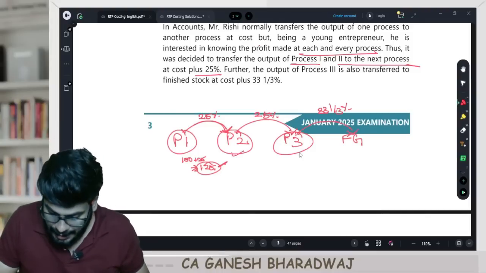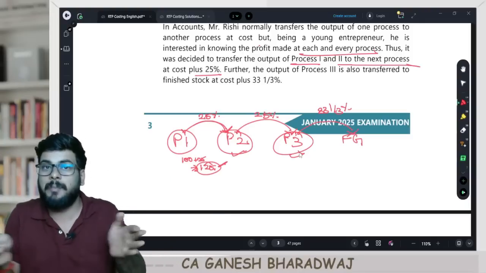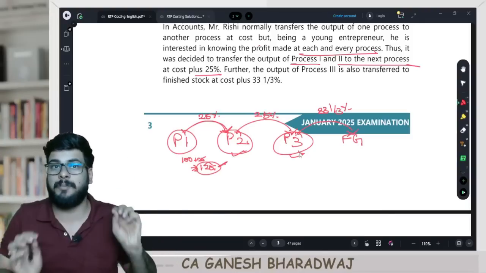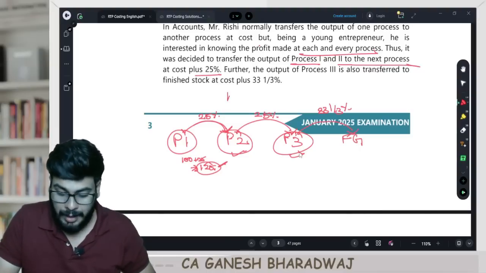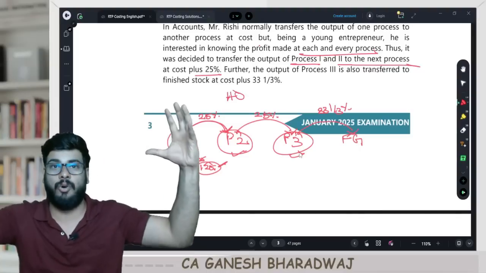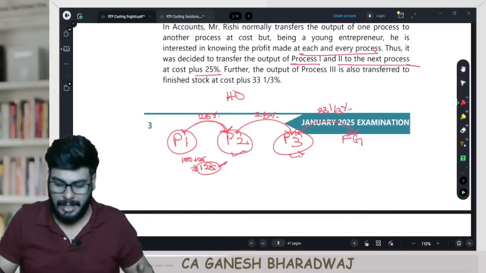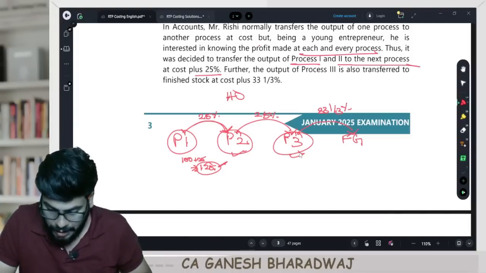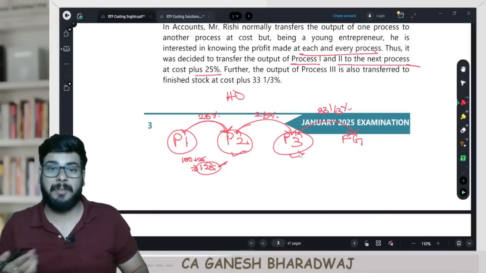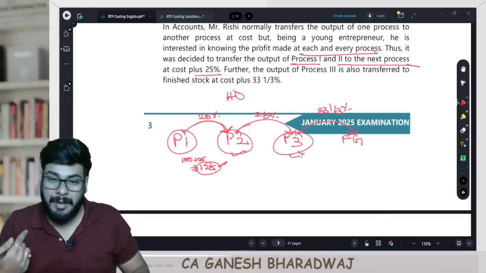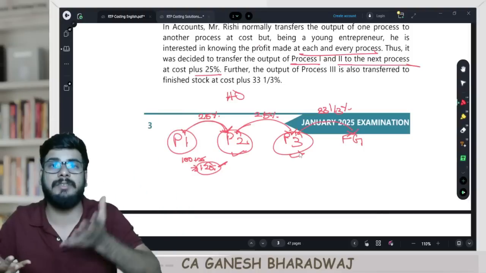That is, these processes are treated as three different entities. It will not know the breakup of what is the cost and what is the profit. Are you clear with this? But from the perspective of the head office, that is the overall company as a whole, these are the people who will be tracking the cost and profit at every single level. So in other words, when process 2 transfers to process 3, when they say cost plus 25%, it is cost plus 25% on its cost. For it, the cost is whatever cost it has received from the previous process.